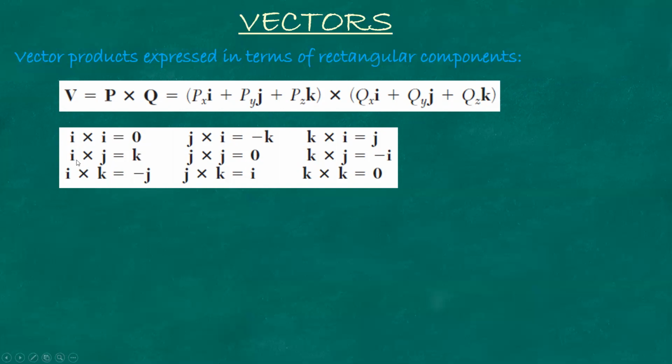While kung dili pareha, like I of J, X of Y, 90 degrees man na. I of K, 90 degrees na po. So sine of 90 is 1. Diba? So na value. Pero ang ilanan ni mo technique ni mo is, kung dili sila pareha, like pareha ni I cross I 0, J cross J 0, K cross K 0.